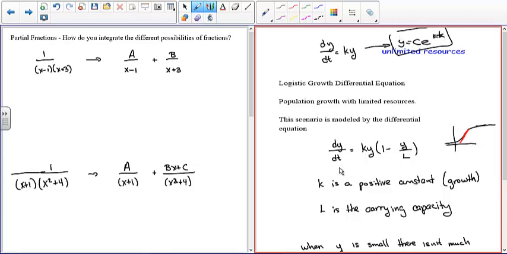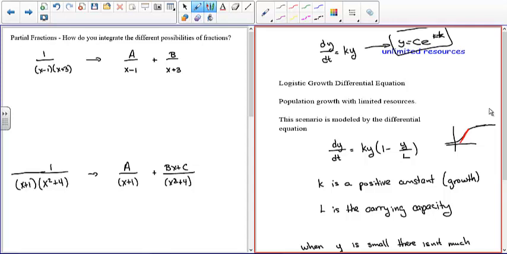Now the differential equation for logistic growth is dy/dt, same thing: the increase in y is equal to some constant k times y. But you've got this extra term. It's telling you about the population divided by what's called the carrying capacity. L is the carrying capacity. That's basically how many organisms can be supported by the ecosystem. So maybe it's 1,000 deer, or maybe it's 20 billion bacteria. But at some point, they're going to start competing for resources.